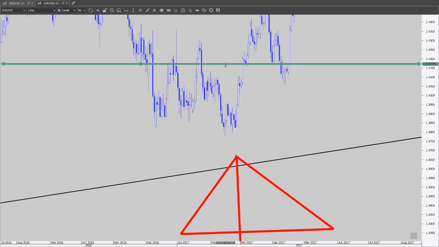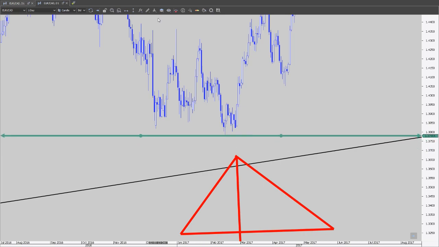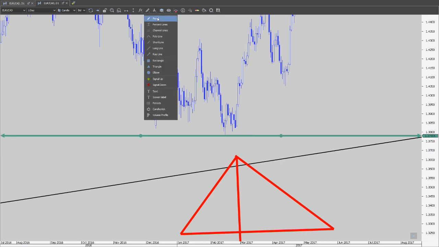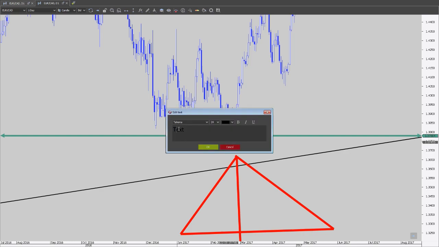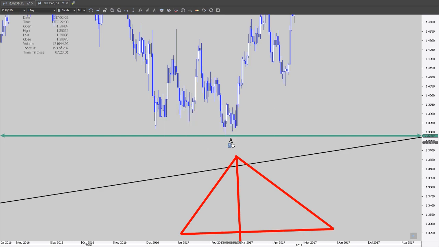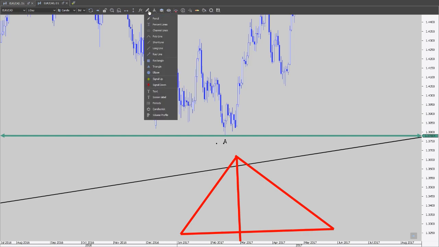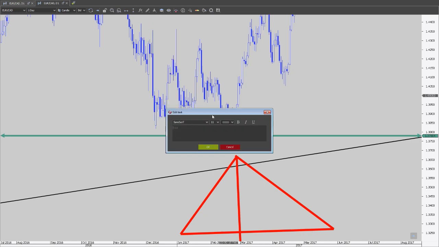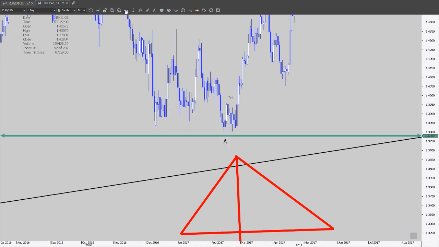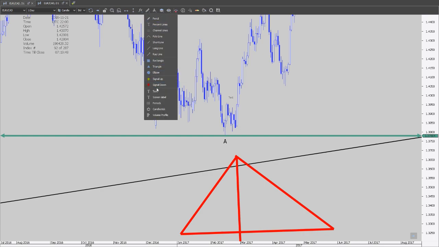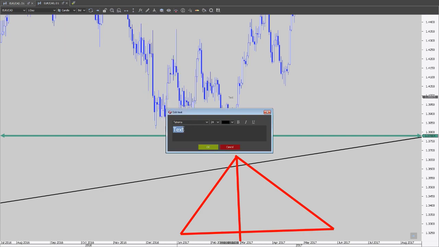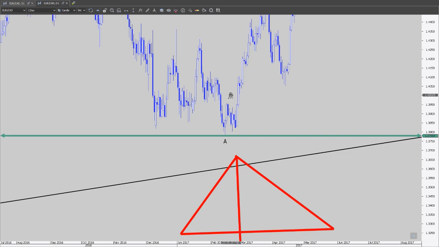Okay, so this is going to be our new A, and I believe that we are almost there. A is the starting point of the uptrend, right? And where is the B? This is the B, this is the first high.